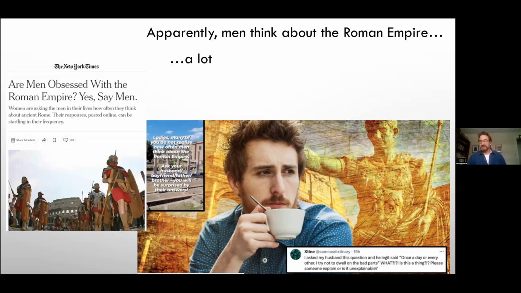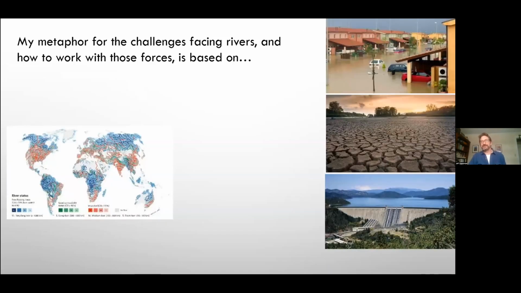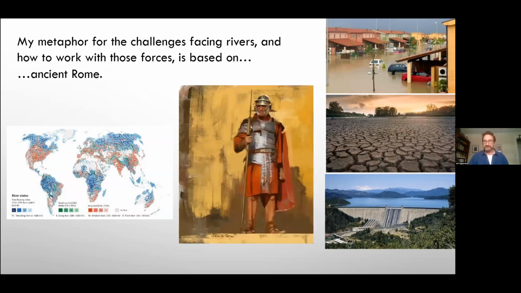I'm not sure why they do, but women started putting this on social media and other people did it. And this is the New York Times that actually wrote about this, that apparently men think about the Roman Empire. And I thought, oh, this is kind of silly. And then I realized that my metaphor for how we should deal with these challenges and these trade-offs is based on ancient Rome. So I guess I am also one of those people who thinks about the Roman Empire, maybe a surprising amount.